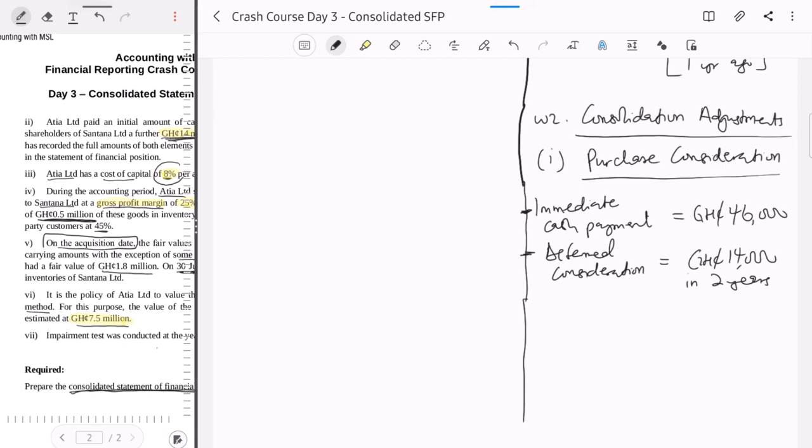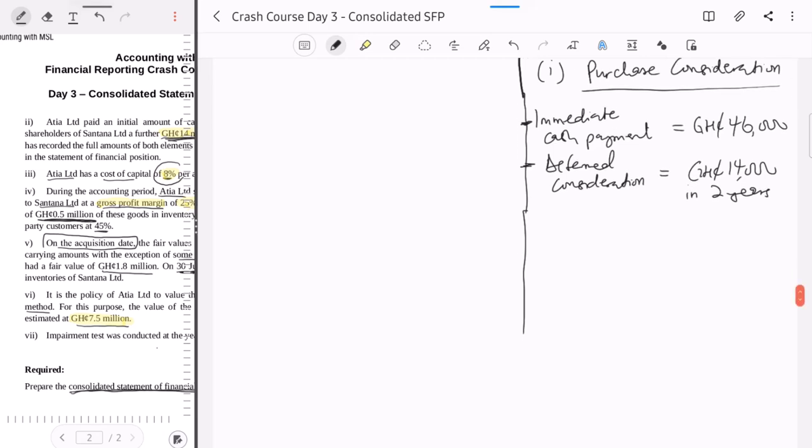You will discount your deferred consideration to present value using the cost of capital they gave you. Here they said it was 8% in note 3. So we'll just say IFRS 3 requires deferred consideration to be included at its, what?